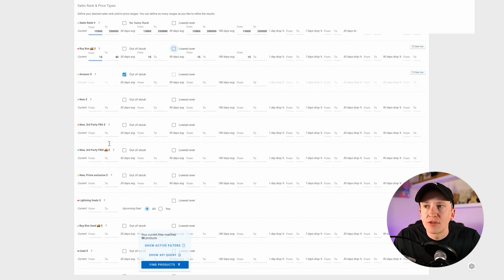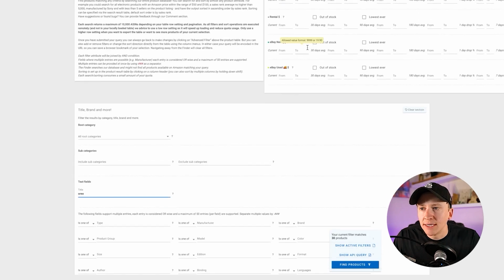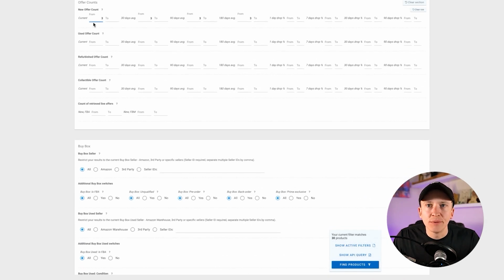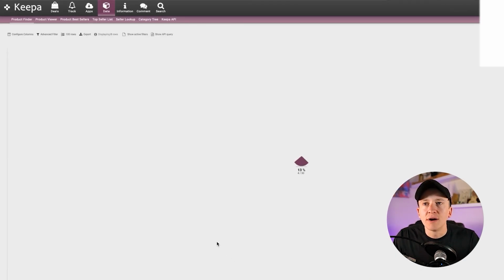This now brings us to 30 products that meet these criteria of a minimum of $15 price point in these sales rank ranges. Amazon is out of stock. The word Oreo is in the listing. We've got a minimum of 3 sellers on the listing as well. So we're just going to go ahead and click Find Products.